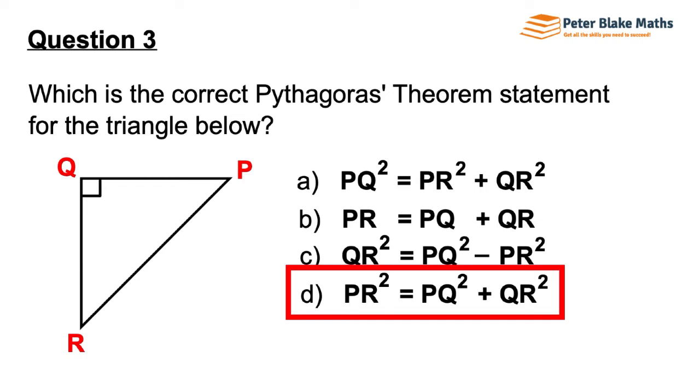So the bottom option, option D, is the only one that squares PR as the starting point. And we'll just check the rest of it. PQ is one of the shorter sides and it's getting squared, and QR is the other shorter side and it's getting squared. So I'm happy with D as the correct option there.